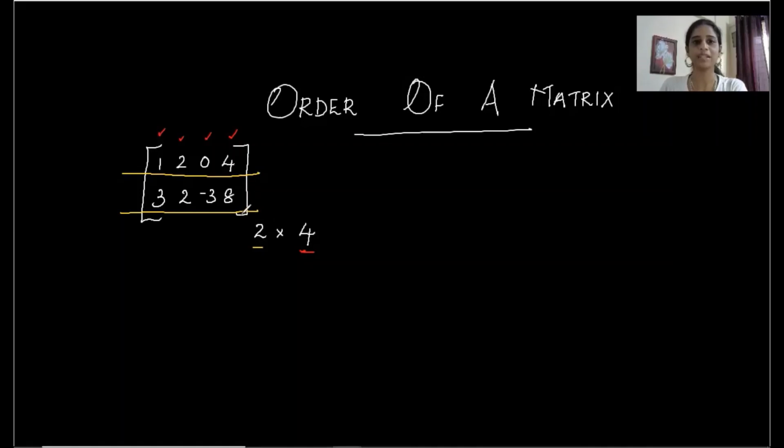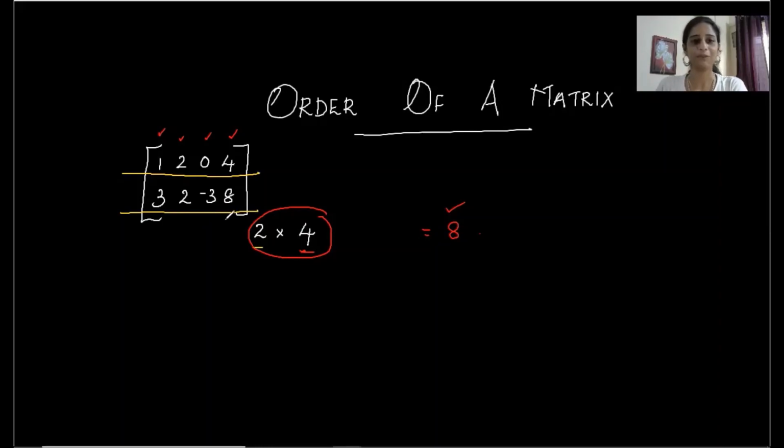And we usually write it at the bottom right corner of the matrix. This 2 by 4 is the order of this matrix. There is no need to multiply. Don't write 2 into 4 equals 8. This is just a representation. It is 2 by 4. But when you multiply these 2 digits, you can see one thing: this 8 will be the total number of elements in this matrix. So when you multiply these 2 digits, you will get the total number of elements in the matrix.